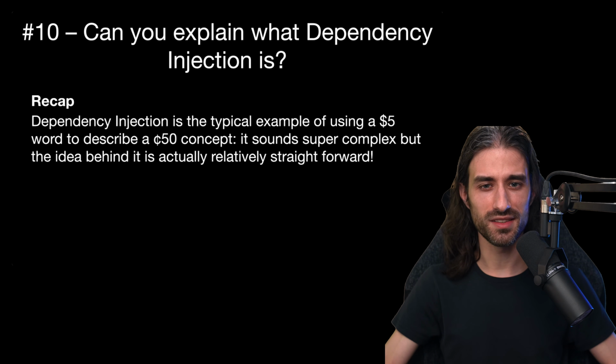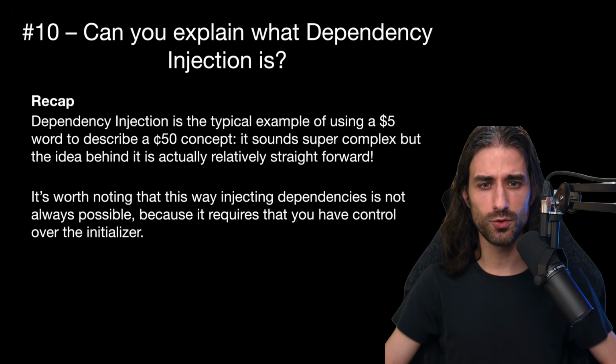For the recap, we can start by saying that dependency injection is a typical example of using a $5 word to describe a 50-cent concept because the name sounds super complex and intimidating, whereas the actual idea behind it is relatively simple and straightforward. It's also worth saying that this way of implementing dependency injection is not always possible because it requires you to have control over the initializer of your component.